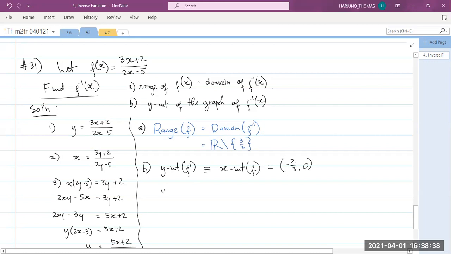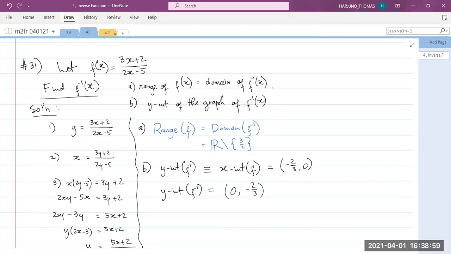So what is the y-intercept of the inverse function? Without graphing it, in fact, without even finding the inverse function, you can just look at that. Oh, then the y-intercept of the inverse function must be (0, -2/3). Notice that I swapped the x and the y.